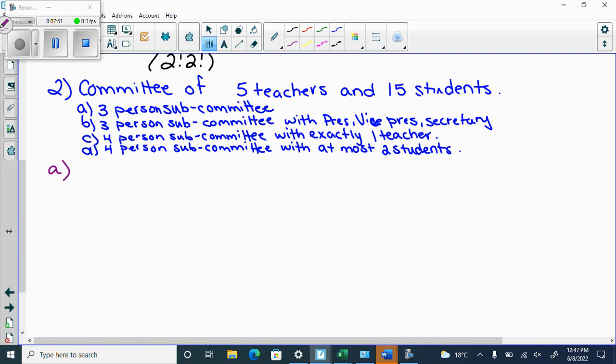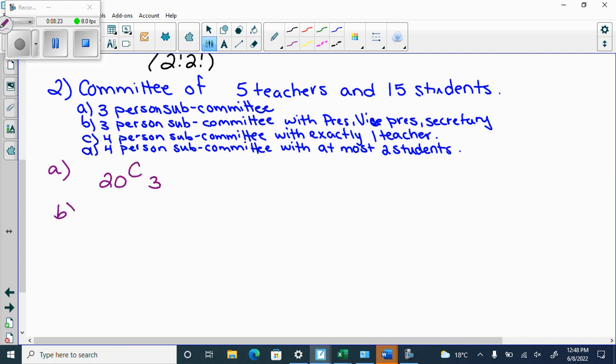Going back. We have a committee of 5 teachers and 15 students. I need a 3-person subcommittee. First, I'll have to decide, is it a permutation or a combination? Combination, because they do not have any jobs. Those 3 people picked first, second, or third doesn't make them any more special. They're just on the committee. We agree? Now, did I pick any teachers or students at all in that one? Did it say anything about specific? So how many do I actually have to choose from? 20, because it doesn't specify what they have to be, and it's C3.